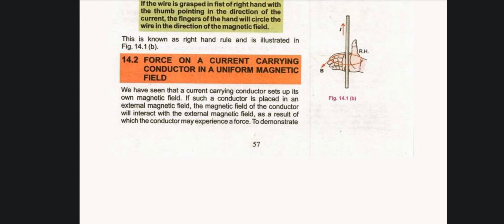Let's look at the force on a current carrying conductor in a uniform magnetic field. We have seen that the current carrying conductor sets up its own magnetic field. If such a conductor is placed in an external magnetic field, the magnetic field of the conductor will interact with the external magnetic field, and as a result of which the conductor may experience a force.